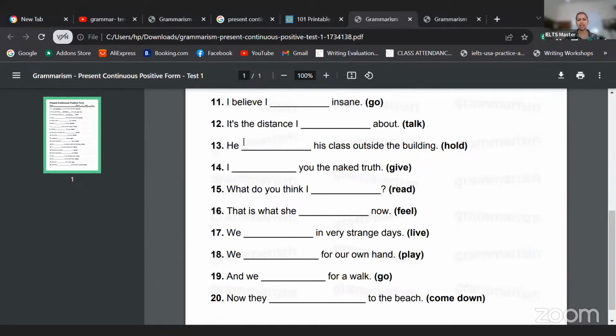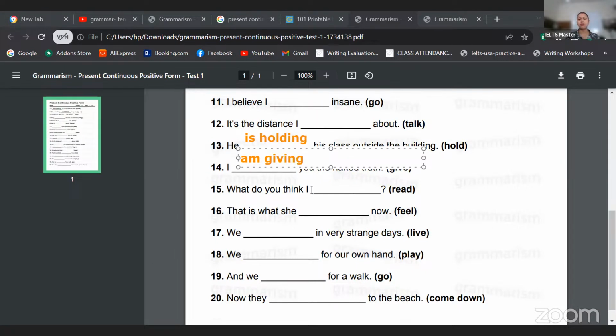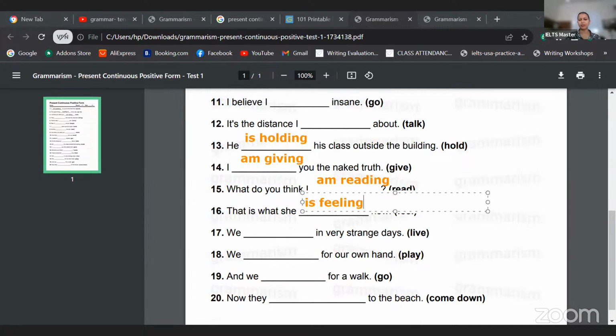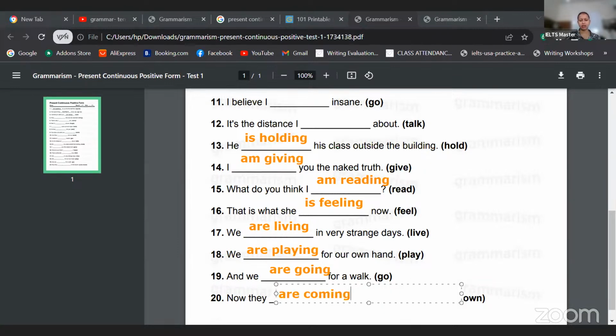He is holding. I am giving. What do you think I am reading? That is what she is feeling. We are living. We are playing. And we are going. Now they are coming down. Got it? So this is for continuous.